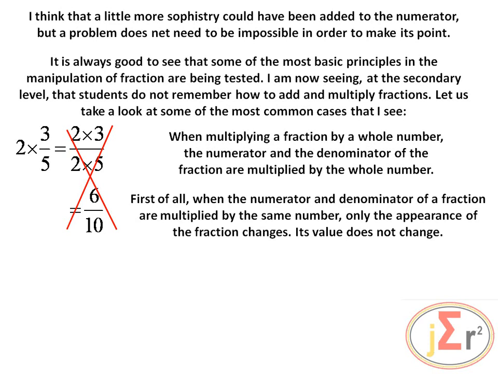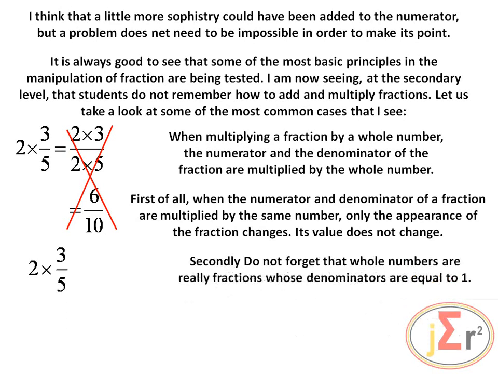Multiplying by 2 will cause the value of a number to double, to increase. Therefore, something is wrong when we multiply both numerator and the denominator by that 2 that we know does not change the value of the fraction. What do we do? Secondly, do not forget that whole numbers are really fractions whose denominators are equal to 1.